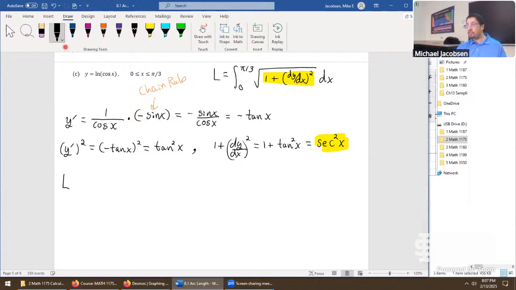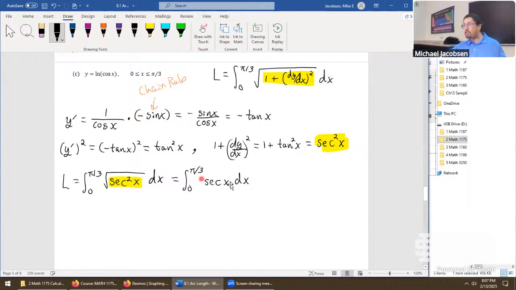So now we're ready for the arc length, L. Integrate from 0 to pi over 3, square root of secant squared x dx, which means we're just integrating from 0 to pi over 3, secant x dx. This is an antiderivative we've derived once and then never again. This is a given derivative at the end of the exams. But when you work with these over and over again, as a way of just sneaking into your brain, anyone remember how it goes?